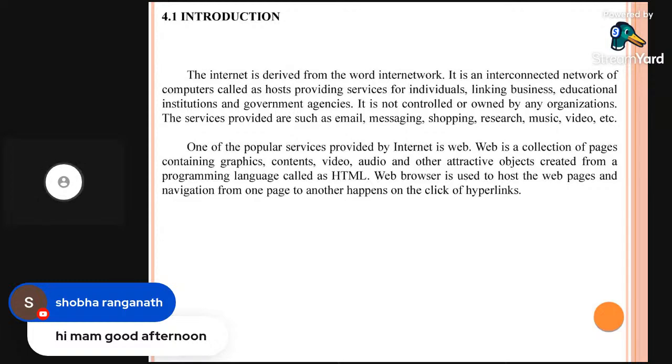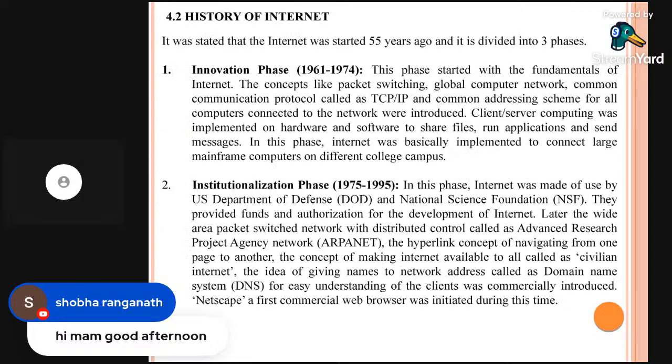The more popular service provided by the internet is known as the web. The web is a collection of pages containing graphics, content, videos, audio, and other attractive objects. Usually they are created in a programming language known as HTML. A web browser is used to display the web pages, and navigation from one page to another happens through a click on hyperlinks. So this is the introduction to the internet and web related concepts.